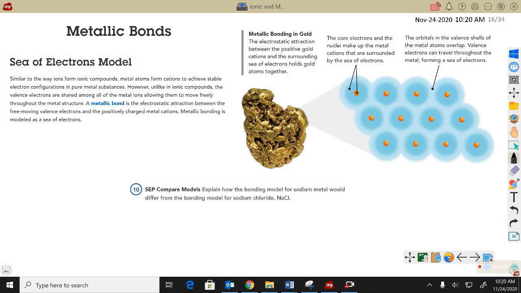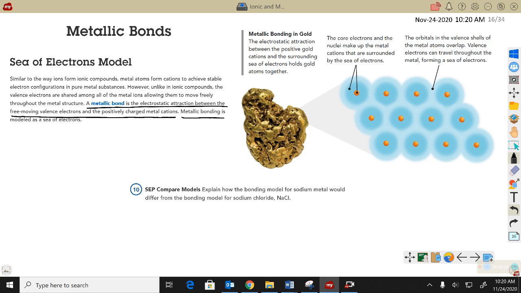In this video, we'll look at metallic bonds. I really do think the best way of describing a metallic bond, so a bond between metal atoms, is kind of what they've got up here. A metallic bond is the electrostatic attraction, which electrostatic just means attraction of oppositely charged particles. So it's this attraction between the free moving valence electrons and the positively charged metal cations.